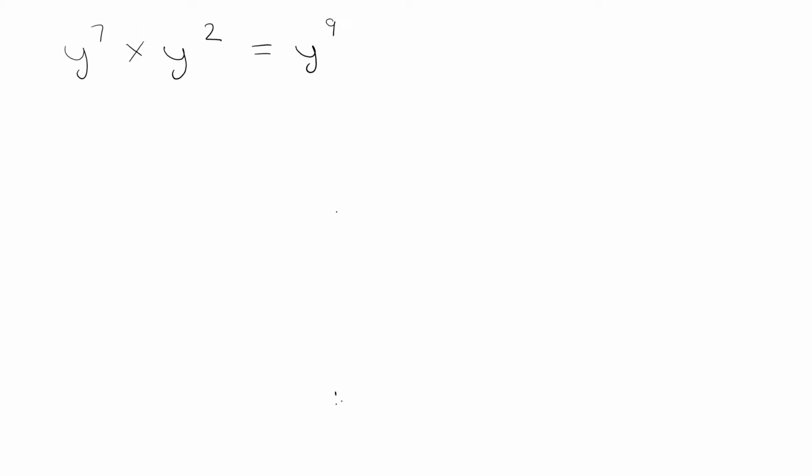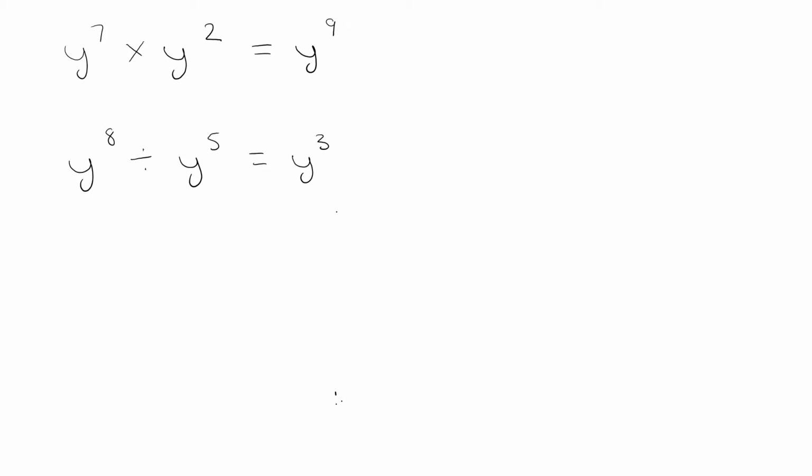The other rule you need is, I have something like y to the power 8 divided by y to the power of 5. So where there's division here, what we do is we subtract the powers. So 8 take away 5 is 3.